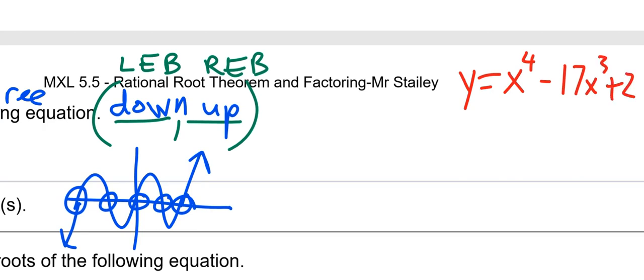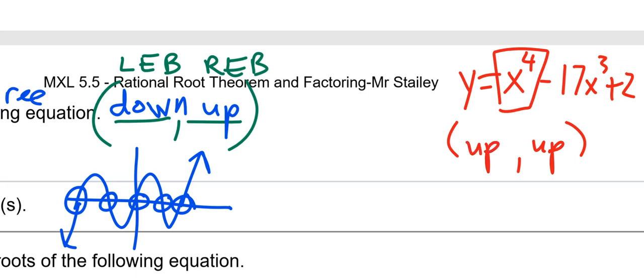Okay. Y equals x to the 4th minus 17x cubed plus 2. It's got a leading term of x to the 4th. What's its end behavior going to look like? It's got a positive 1 for the leading coefficient. What do you know about the right? It's got an even degree. What do you know about the left? It is the same as the right. Now, if that's the truth, then we know that it's doing this. It's going up and up.